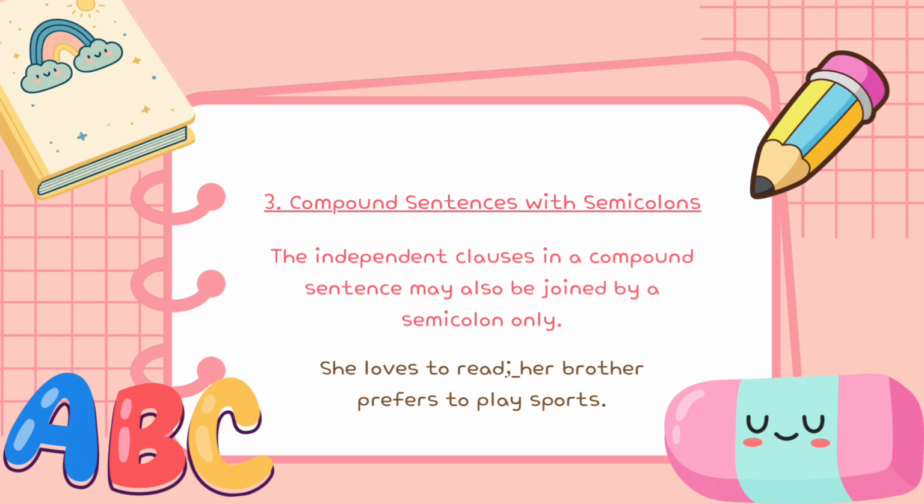For the example, she loves to read; her brother prefers to play sports. There are two independent clauses in this sentence. First, she loves to read, and second, her brother prefers to play sports. They are joined using only a semicolon because the two clauses are closely related.